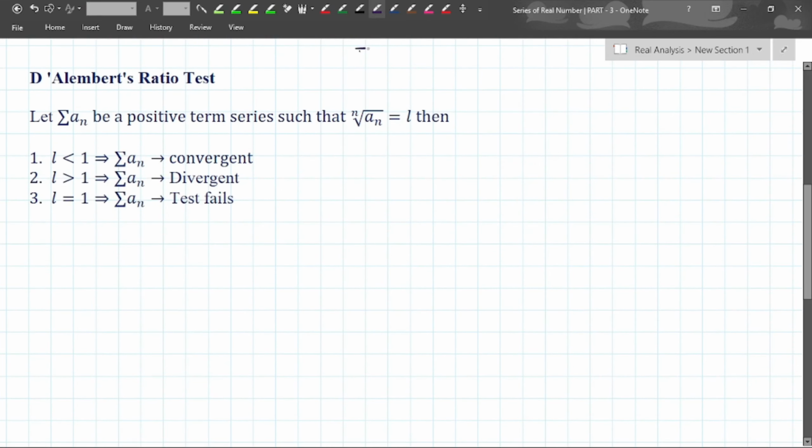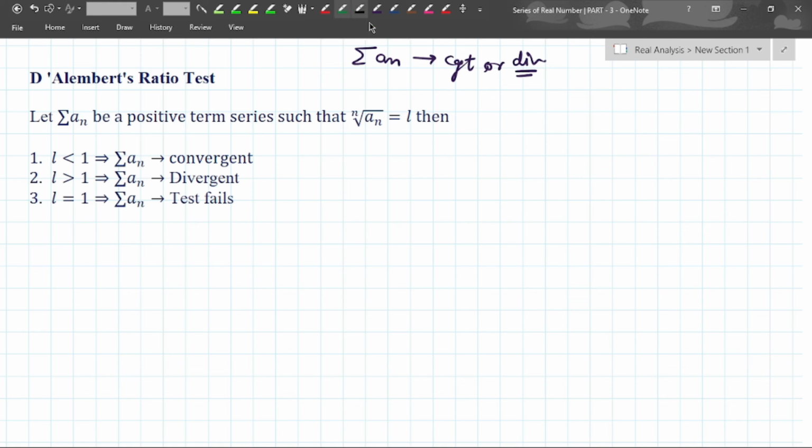Whenever you have a series, summation an, it may converge or it is divergent, but it has no case of oscillating. A sequence can oscillate, but a series does not have any case of oscillating. So we'll see one more test to identify convergence, the D'Alembert ratio test.